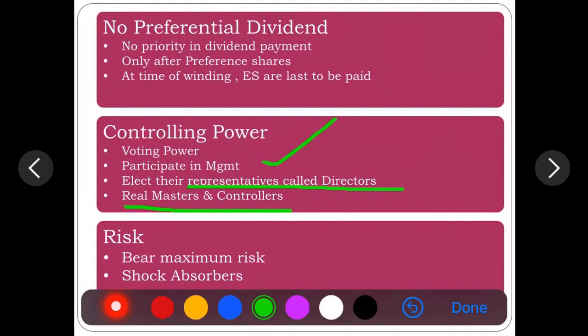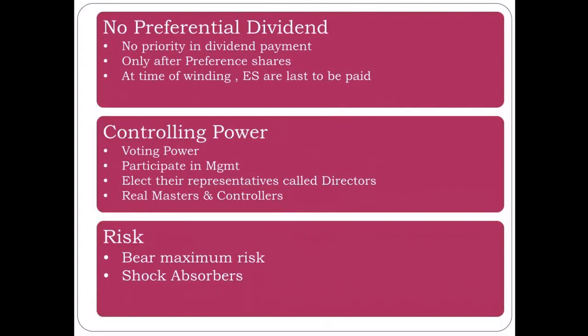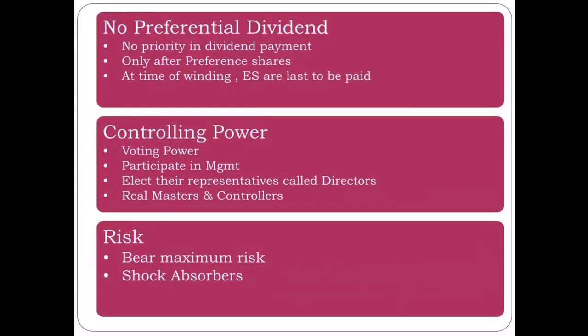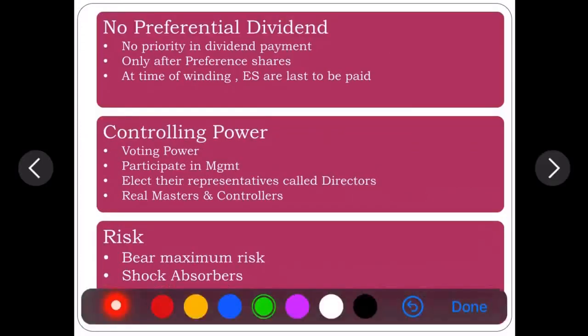A famous saying goes, with power comes risk. Yes, equity shareholders also are attached to risk. What risk do they have? They have the risk to absorb the losses of the company. They can't ask for money from the company, they can't ask for dividend from the company when the company is in bad terms, when the company is in a loss situation.